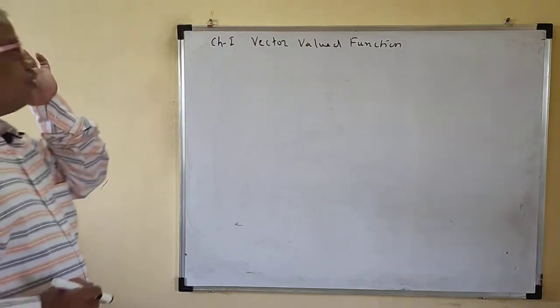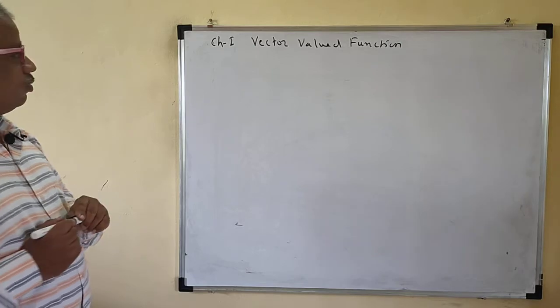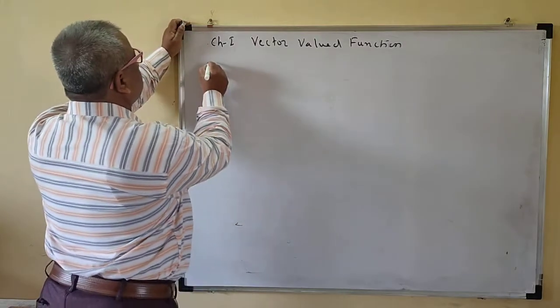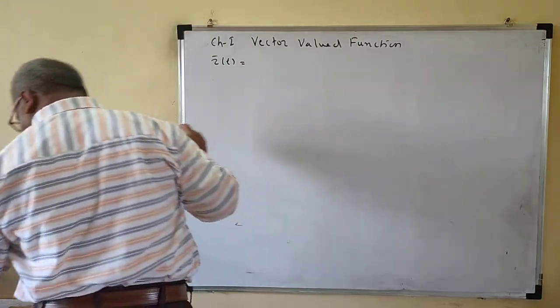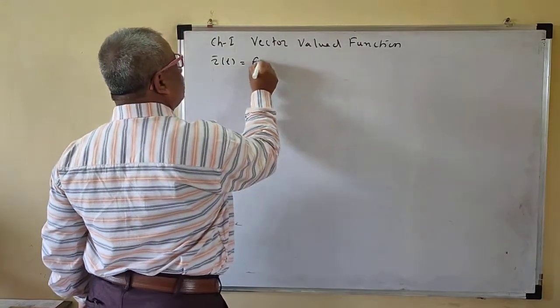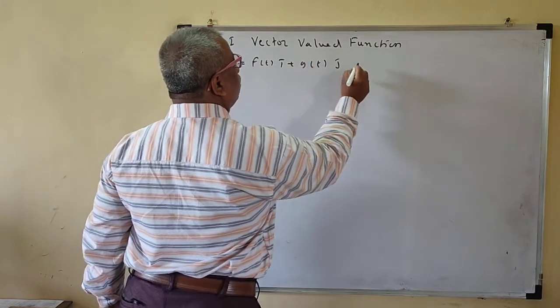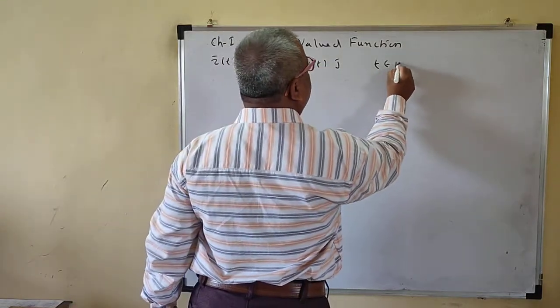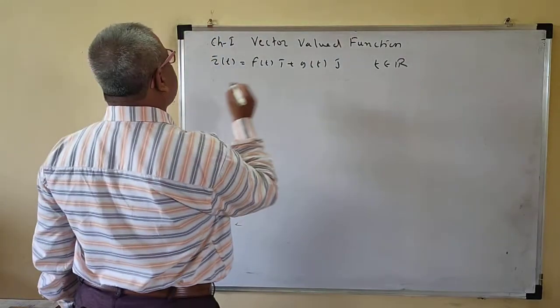So what we'll do is summarize chapter 1, that is, vector valued functions. You know that the vector valued function is R bar of t equal to f of t i bar plus g of t j bar, for some t belongs to R. Suppose R is the domain of the function. This is in two dimensions.